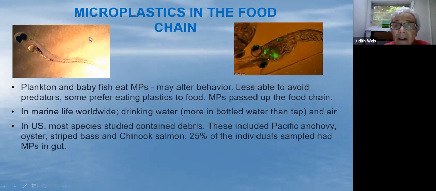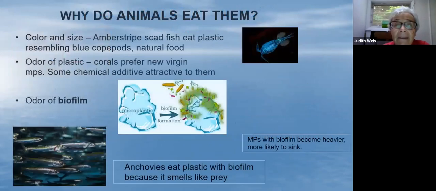Here's just a picture of a planktonic crustacean. In a laboratory, you can get microplastics to study experimentally that will be fluorescent, which enables you to more easily see them in an experimental study. So this little crustacean critter has eaten microplastics. And that raises the question, why? Why would animals want to eat them?